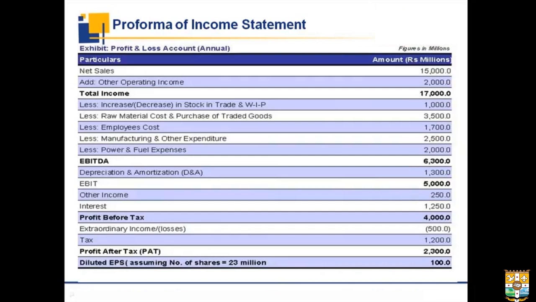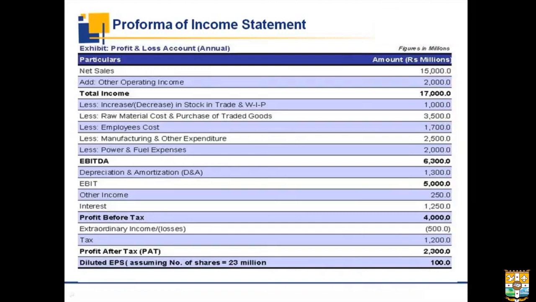This is one of the standardized formats, or a pro forma, of an income statement, where we say that net sales are there, other operating income is there, and total income. For example, if I'm in the business of steel, then selling the steel will be my net sales. But in the process of making steel, there is also a production of, say, scrap or slag. So that becomes part of the other operating income.